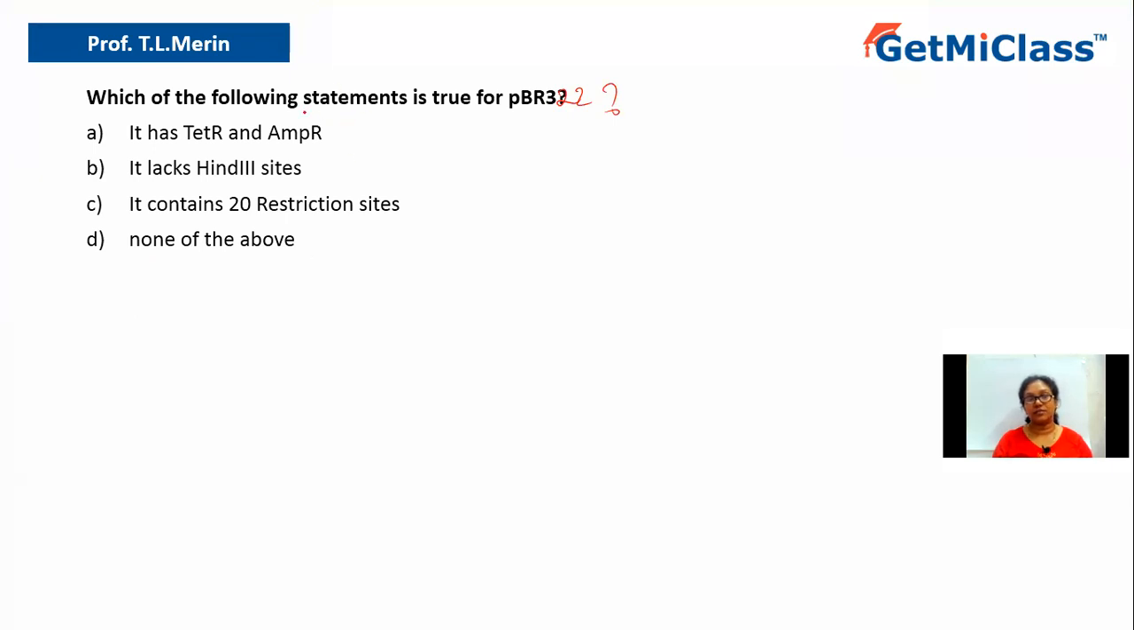So let us understand the question. It says which of the following statements is true. So we have to look for the true statement about pBR322. Before we look for the true statement, let us understand what pBR322 is. It is a kind of plasmid, which acts as a vector.